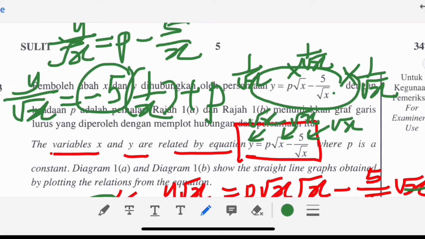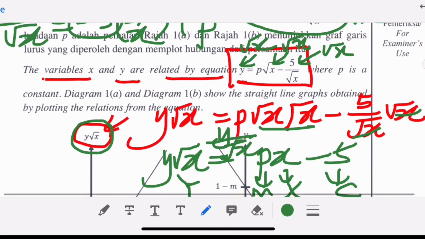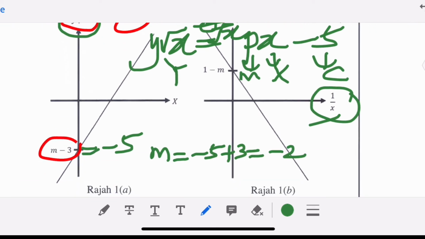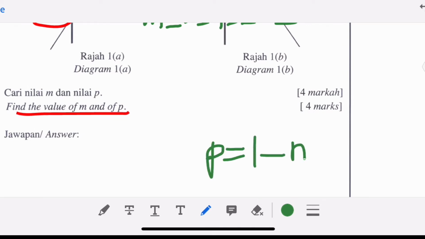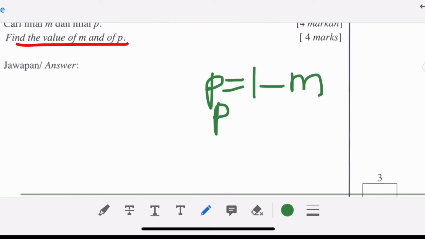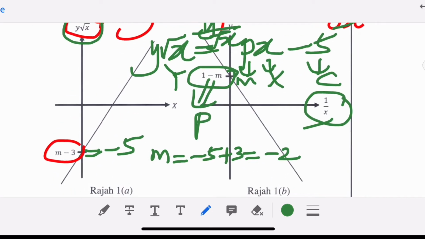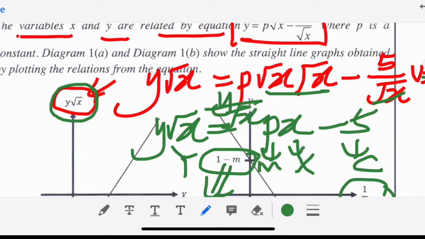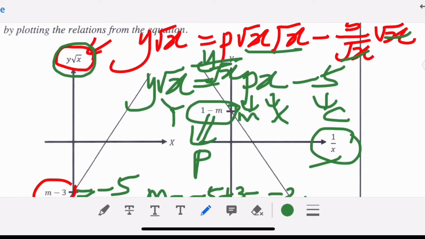So obviously the gradient is negative, right? Here is y over square root x, here is 1 over x, and the p is the intercept. This is p. So we equate p equal to 1 minus m. Got it? So p will be 1 minus -2, which is 3. So the answer for p is 3. That means you just look at the graph and then modify the equation to get the big Y or big X.